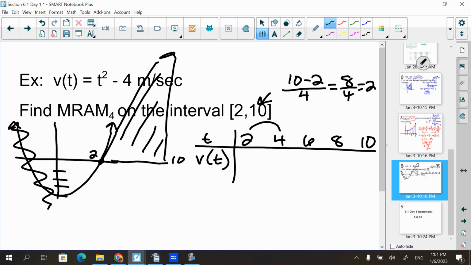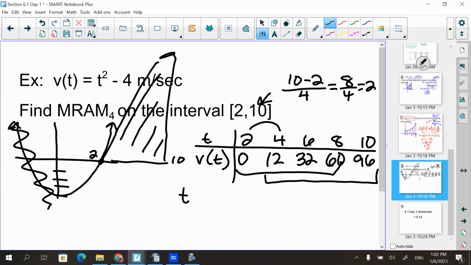2 squared is 4. 4 minus 4 is 0. 16 minus 4 is 12. 36 minus 4 is 32. 64 minus 4 is 60, and 100 minus 4 is 96. Then for MRAM, I need a new chart. This chart would be for LRAM, you'd use these. RRAM, you're going to use this.